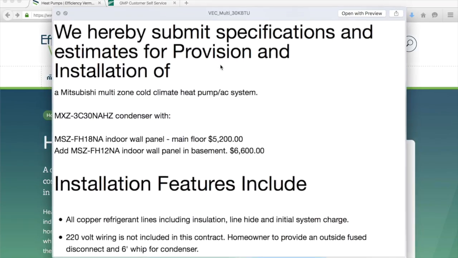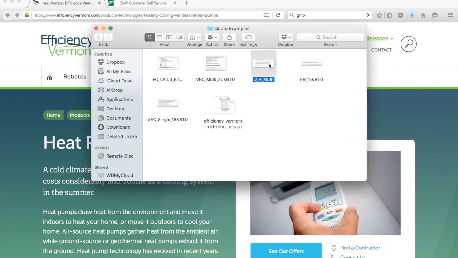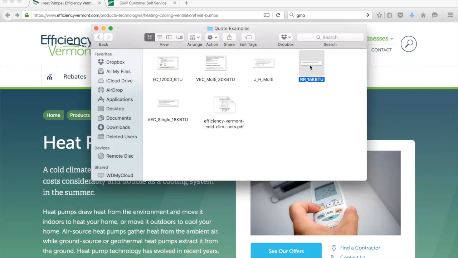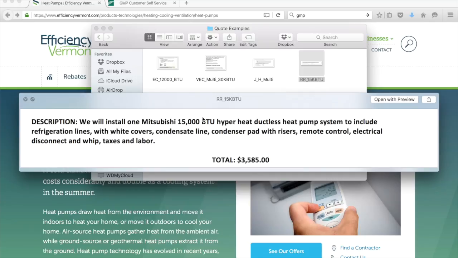The next quote we had was for a heat pump system for our main level and for our basement, and this price would be $6,600. Our third quote was for both the main level and basement and for two 18,000 BTU units with a final price of $6,250. Up to this point, we had quotes for just Mitsubishi units, and this is for a Daikin unit, which is different from the Mitsubishi. And the last quote we had was for a 15,000 BTU unit on the main living level.